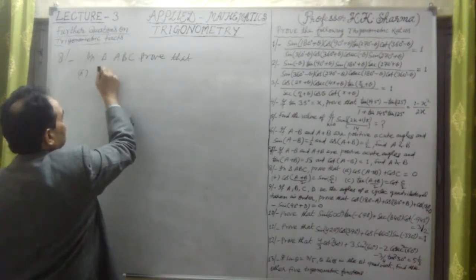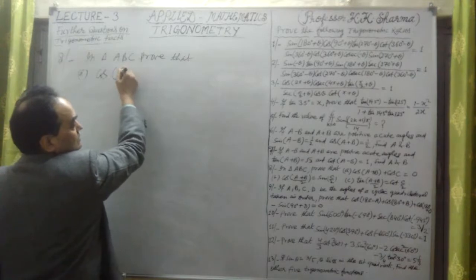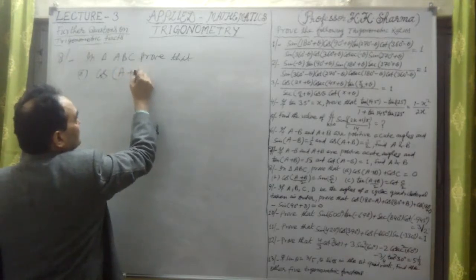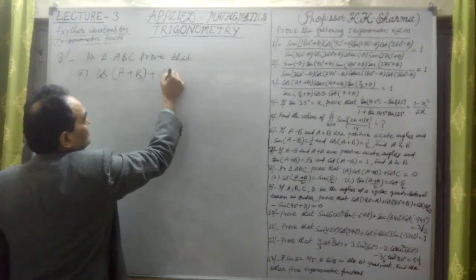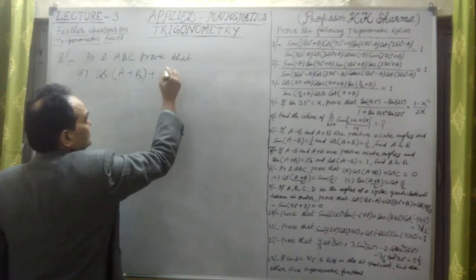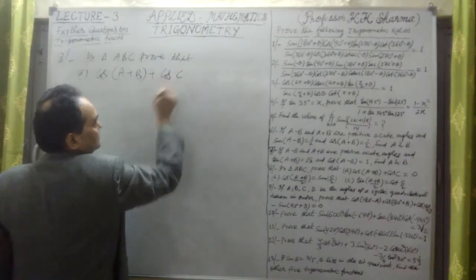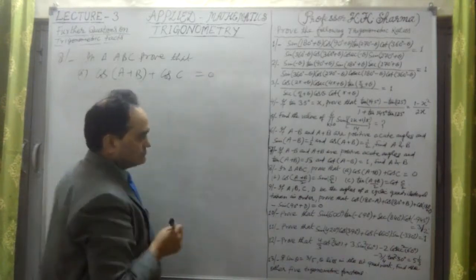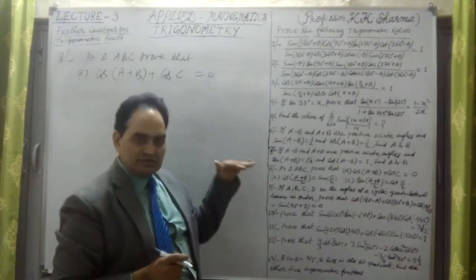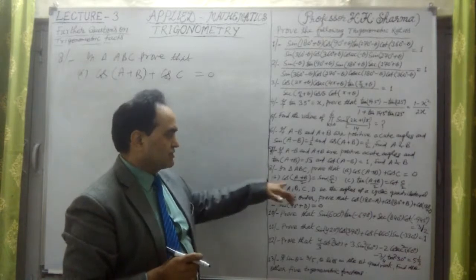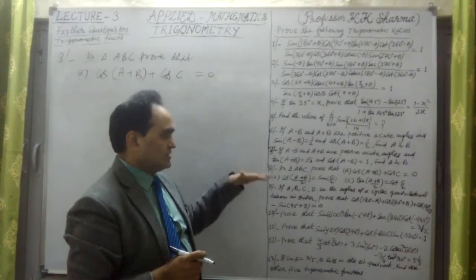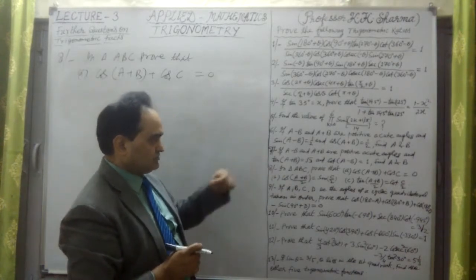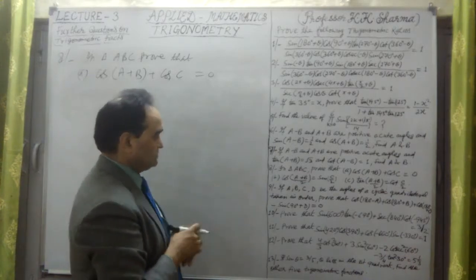The A part is cos A plus B plus cos C is equal to 0. This is the first part. Instead of writing all three at first, I'm writing them one by one. So this is the first part. Okay, let me first do this.